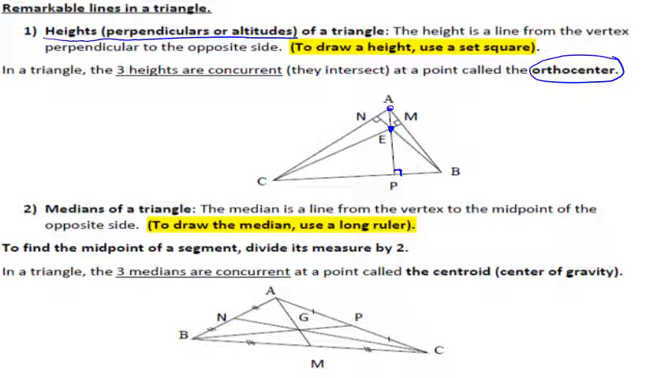The second line is the median in a triangle. The median is a line from the vertex to the midpoint of the opposite side.